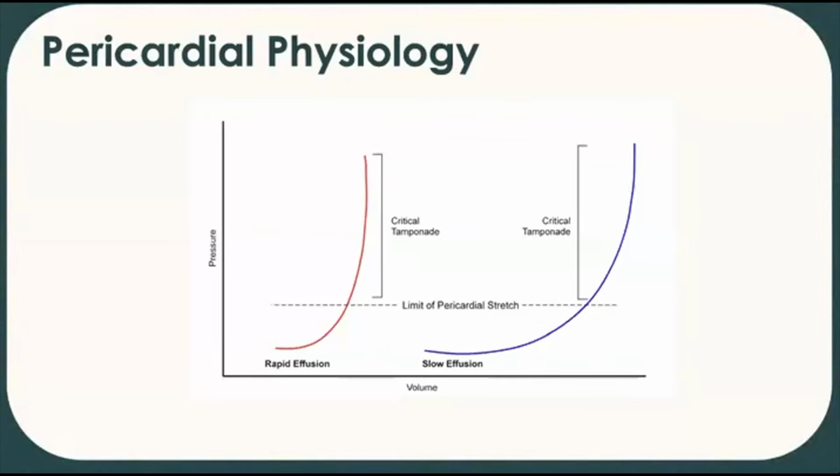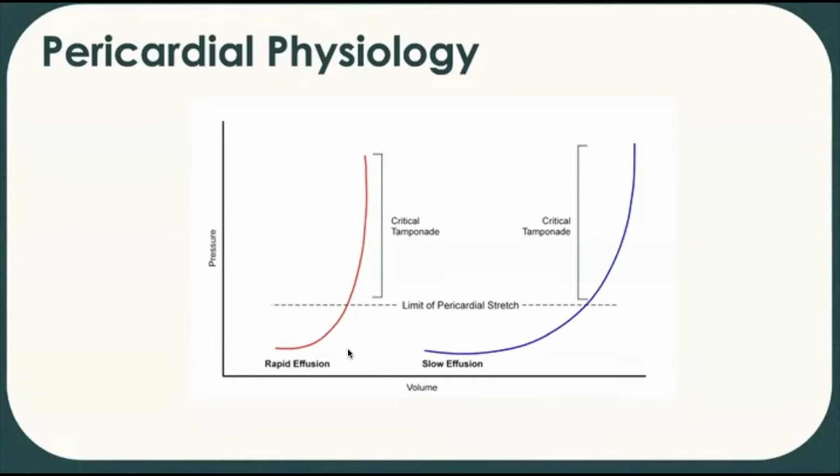And then here on the right, you have a slower rate of pericardial filling, so that flat segment is much longer, and it takes longer to exceed the limit of pericardial stretch because there's more time for the pericardium to stretch and for compensatory mechanisms to become activated. But once you exceed the limit of the pericardial stretch, again, you're getting into tamponade physiology, so chamber collapse, hemodynamic compromise, and it all limits cardiac output.